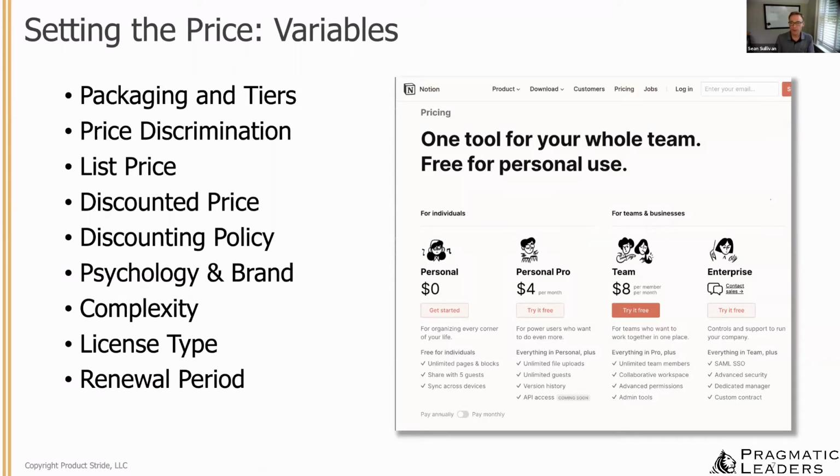So in the example on the right, we can see that Notion has created 4 different tiers for their packaged offerings. First it's segmented into individual and business offerings. At the individual level, you have the free version, this freemium approach, and then a personal pro at $4 a month. In that, you see certain features: unlimited file uploads, unlimited guests, version history. And then at the team level for $8 a month, you see some different features packaged into the product.